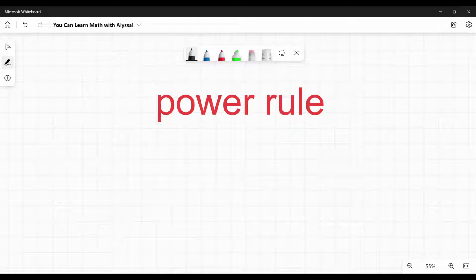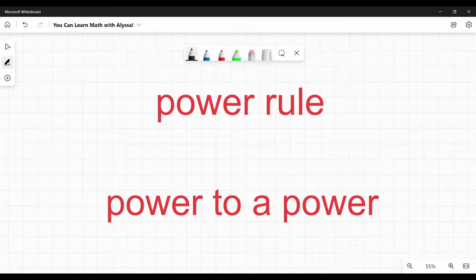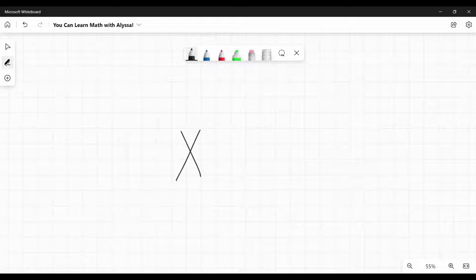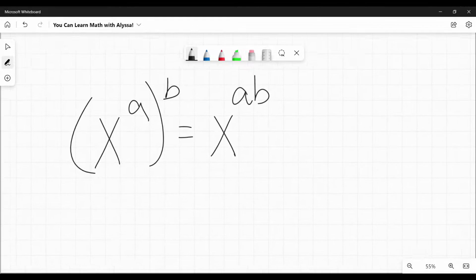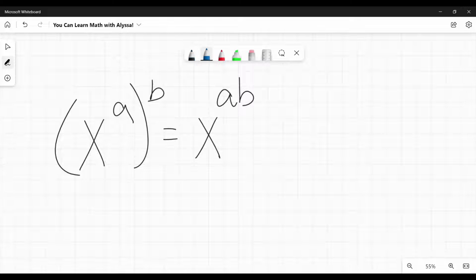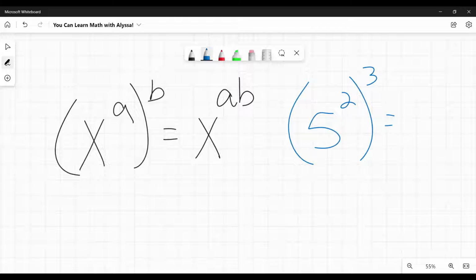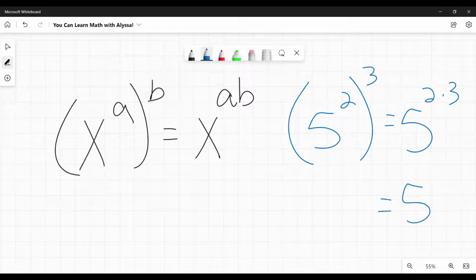The power rule of exponents, also called power to a power, is usually written as x to the power of a, to the power of b, is equal to x to the power of a times b. In real number terms, this would mean that 5 to the power of 2, to the power of 3, is the same as 5 to the power of 2 times 3, or 5 to the power of 6.